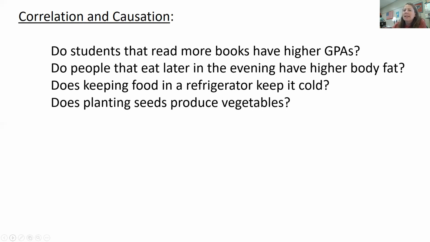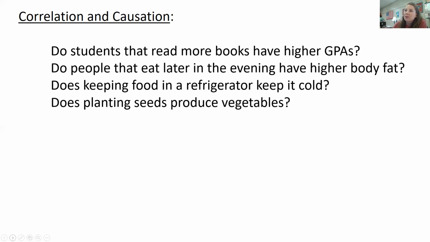Do people that eat later in the evening have higher body fat? So there may be a positive correlation between how late you eat and your body fat. But would you say that if you have a high body fat is caused by people eating late in the evening? No, I'm sure that has not been proven to be true. But there might be a positive correlation between those two things. Now, what about the third one?